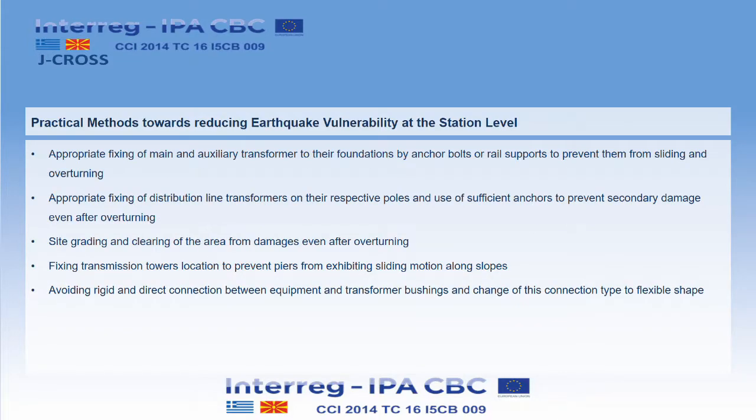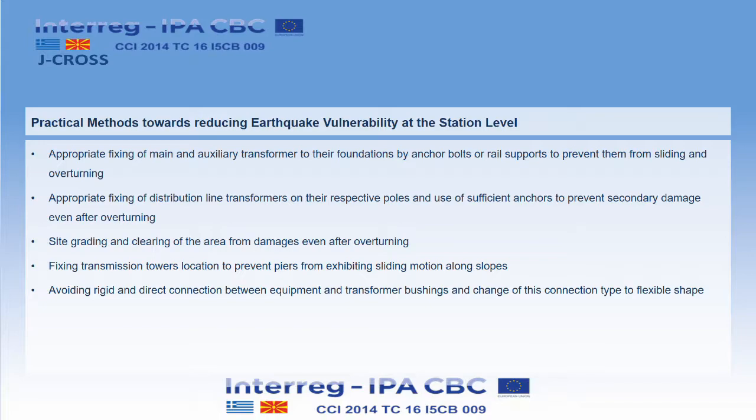Appropriate fixing of main and auxiliary transformers to their foundations by anchor bolts or rail supports to prevent them from sliding and overturning. Appropriate fixing of distribution line transformers on their respective poles and use of sufficient anchors to prevent secondary damage even after overturning. Site grading and clearing of the area.